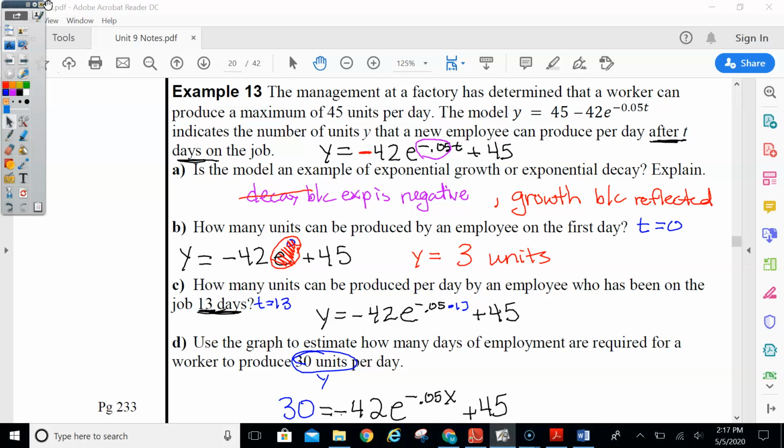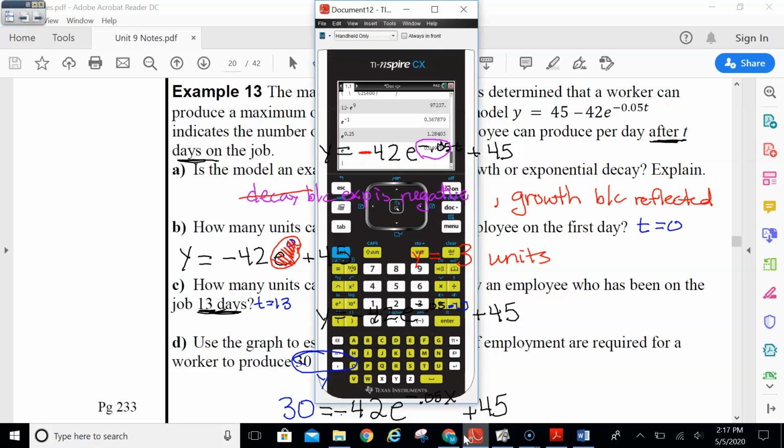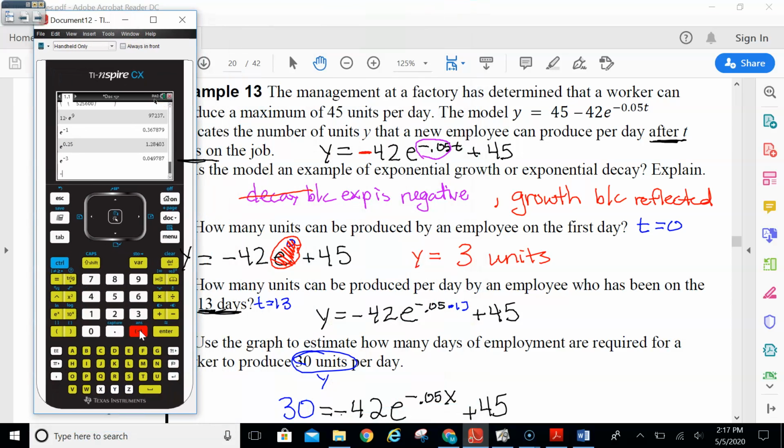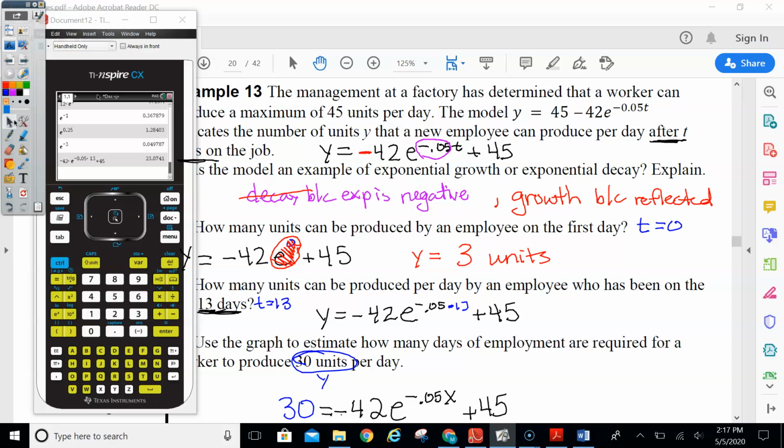Okay, so let's do the one where we plug it in first. Here, all we're going to do is plug the 13 in. Negative 42 times e to the negative 0.05 times 13, plus 45. And we get that decimal. We're talking about units here, so we can just say that y equals, to the nearest whole number, 23 units.